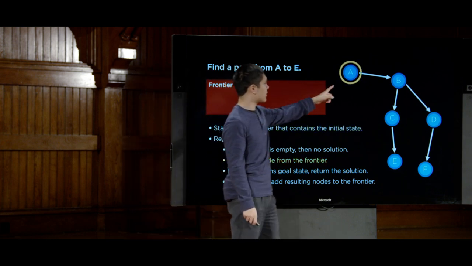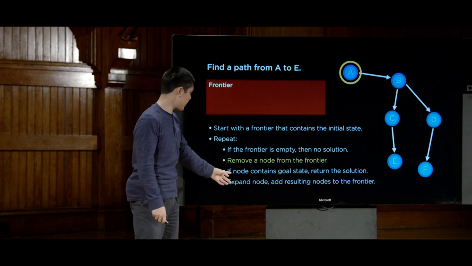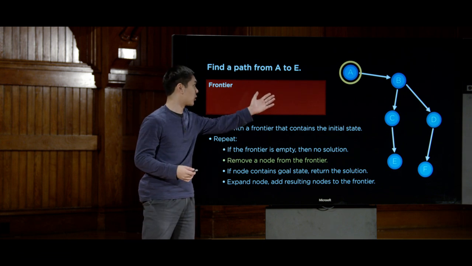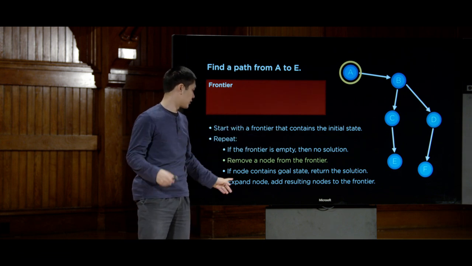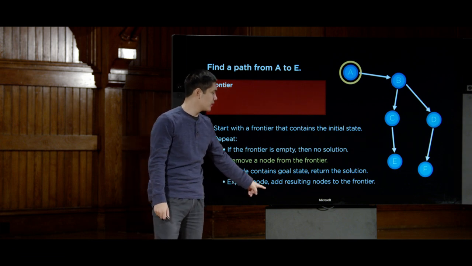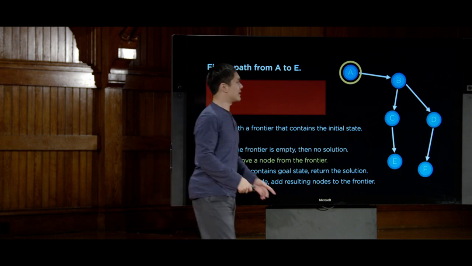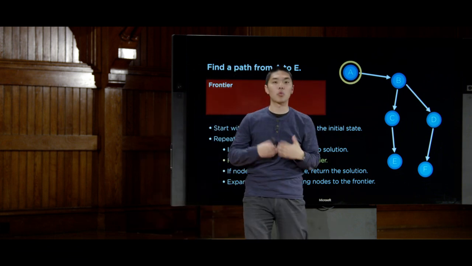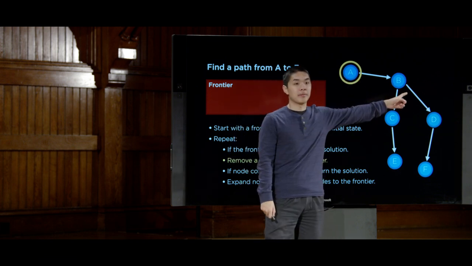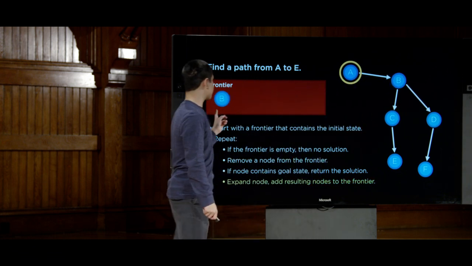But now A, this initial node, this is the node we're currently considering. We follow the next step. We ask ourselves, is this node the goal? No, it's not. A is not the goal. E is the goal. So we don't return the solution. So instead, we go to this last step. Expand the node and add the resulting nodes to the frontier. What does that mean? Well, it means take this state A and consider where we could get to next. And after A, what we could get to next is only B. So that's what we get when we expand A. We find B, and we add B to the frontier.